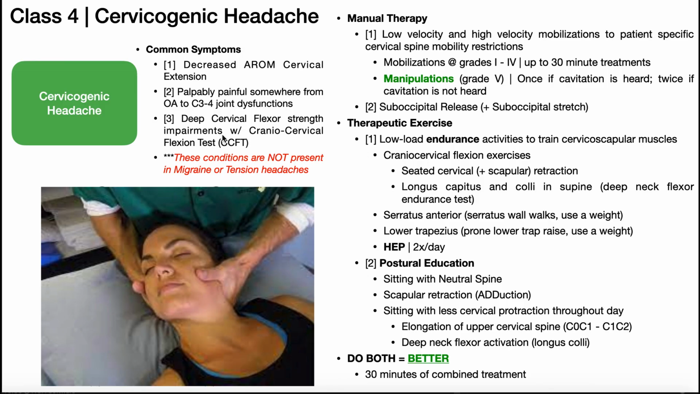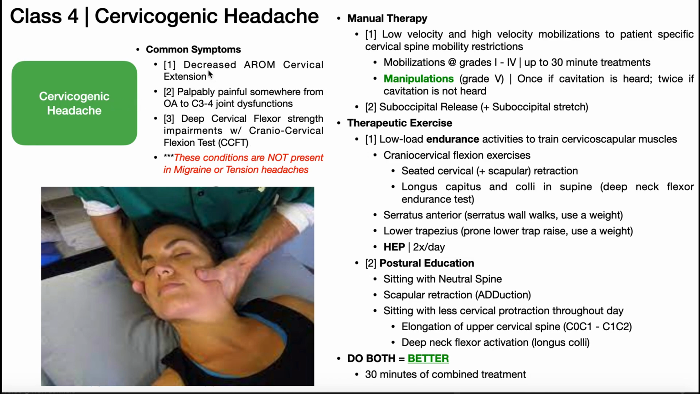The individual might also have issues with strength impairments, really endurance, with the deep cervical flexors or deep neck flexors. One way we can identify these issues is with something called the craniocervical flexion test, which we covered in a previous video. There's another similar test called the deep neck flexor endurance test. They're based on the same principles, using the same muscles, but they're applied in a different way. And if either of those tests are positive, that's indicative that the person may have a cervicogenic headache.